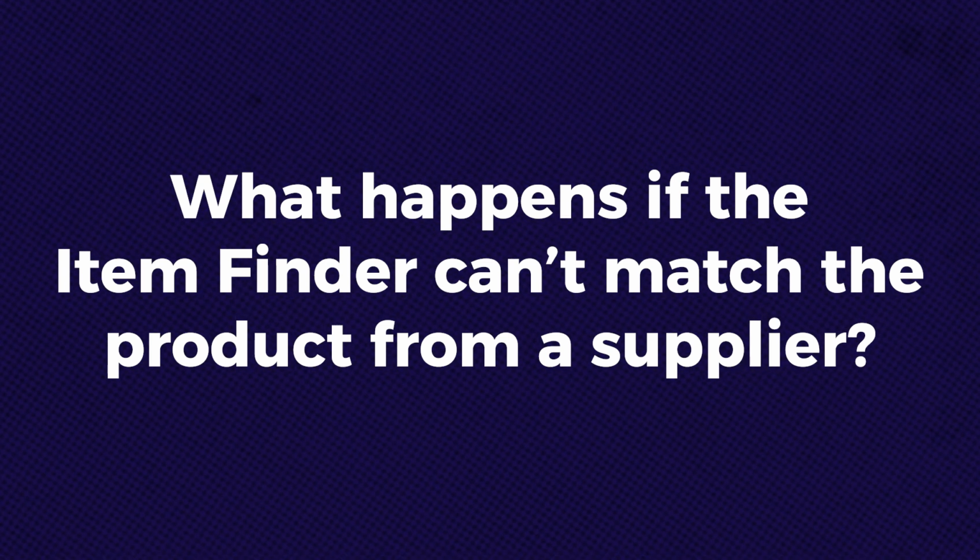Now, you might be wondering what happens if the Item Finder can't match the product from the supplier. Well, in that case, it likely means that the Shopify store you're pulling the product from is selling a unique private label item or using custom images instead of the standard supplier images. If that happens, don't worry. You have a few workarounds.